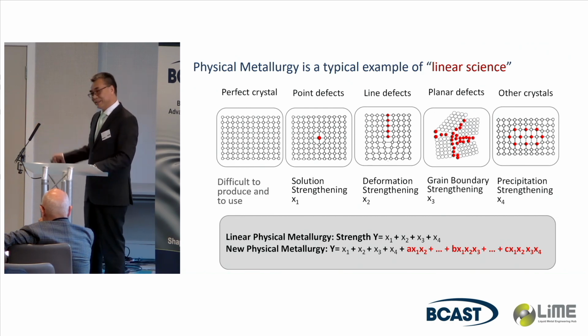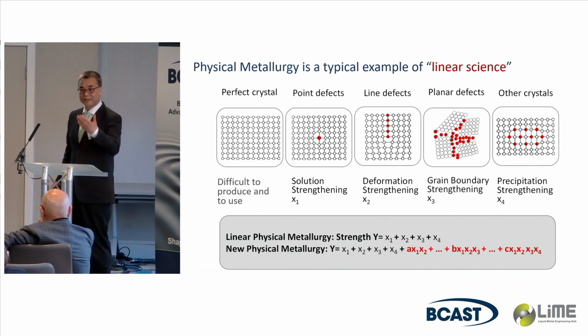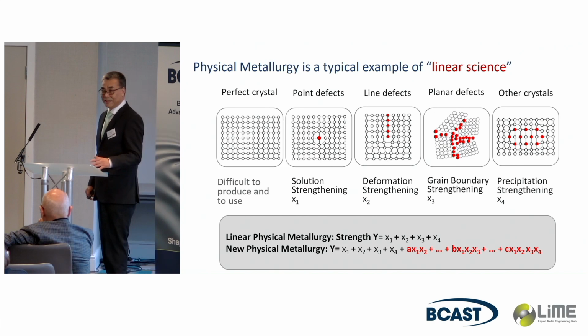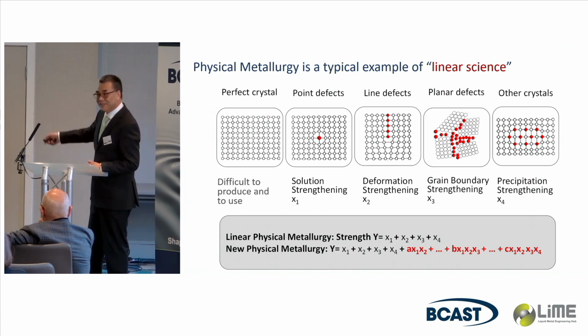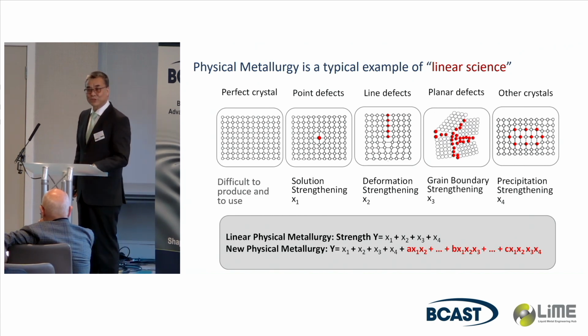And in effect, there's lots of interaction between those factors. And sometimes they can be bigger. I'll tell you one example here. We see aluminum alloy, the 6,000 series. If you do this linear addition, you get about 270 to 300 megapascals.